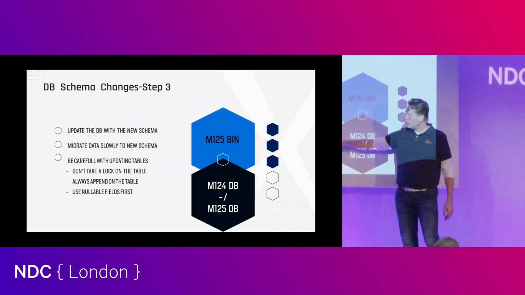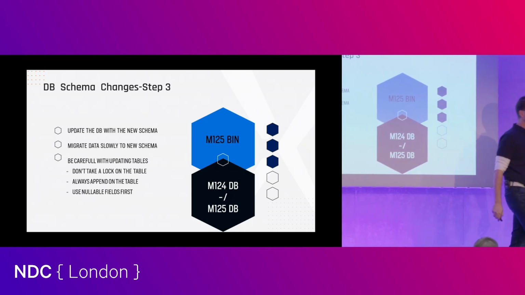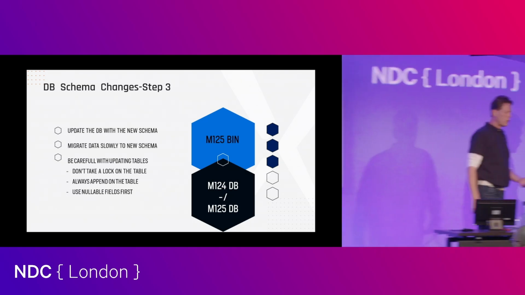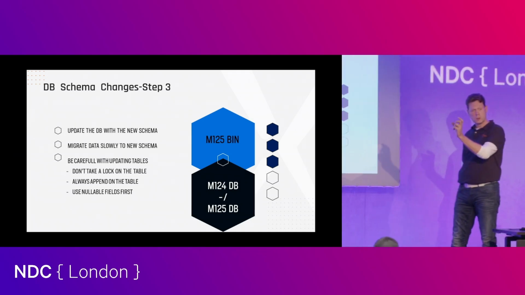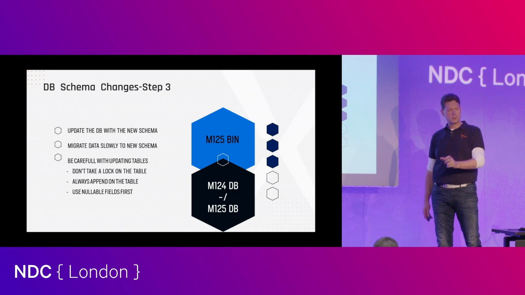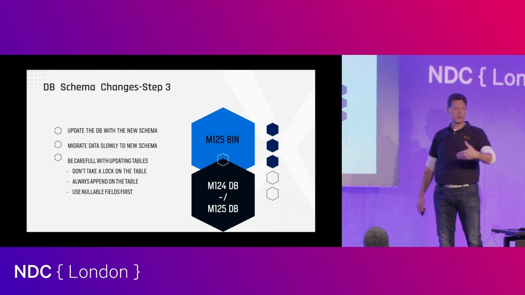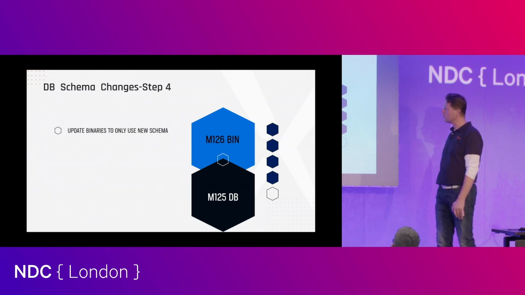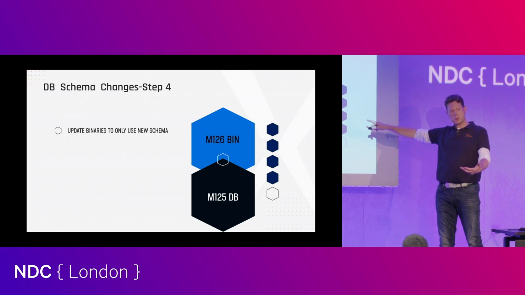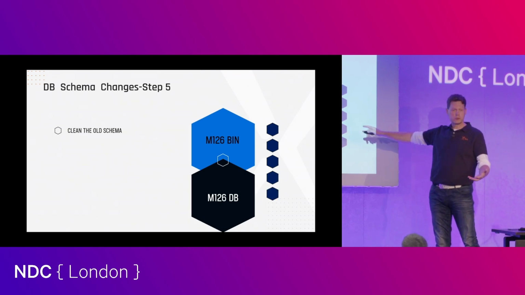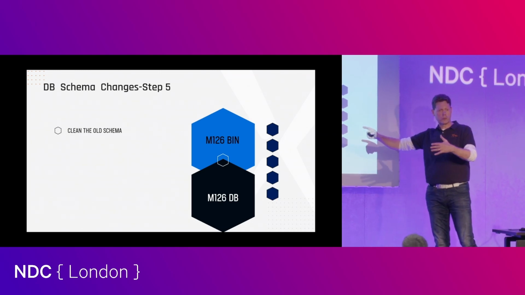Be careful with updating your tables. When you update these tables, you need to be aware of the fact that if you make a change, for example, an update column, and you do it in the wrong place, you will take a table lock and nobody can get to the data anymore. And it might take like minutes to complete. Eventually, we will then update the binaries to use only the new schema, and then you remove the old schema. So this is the playbook that you always go through.